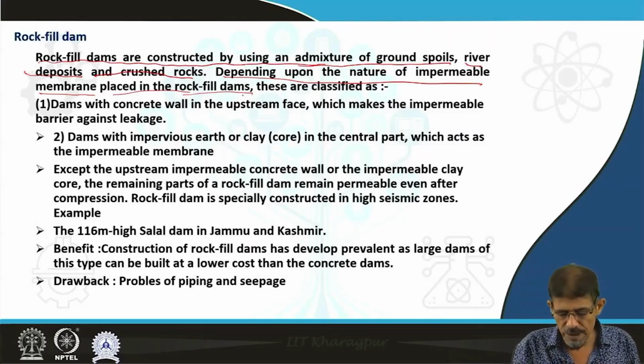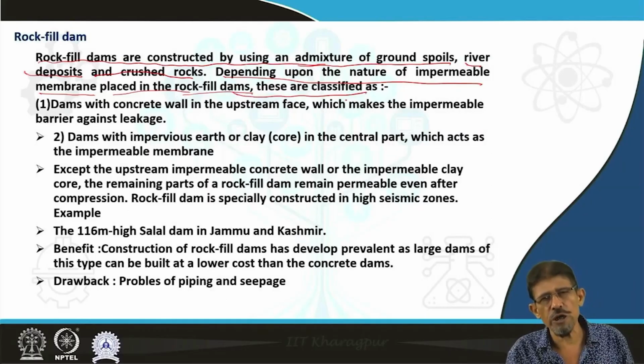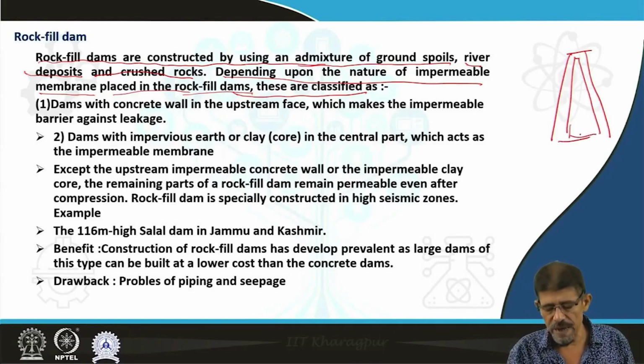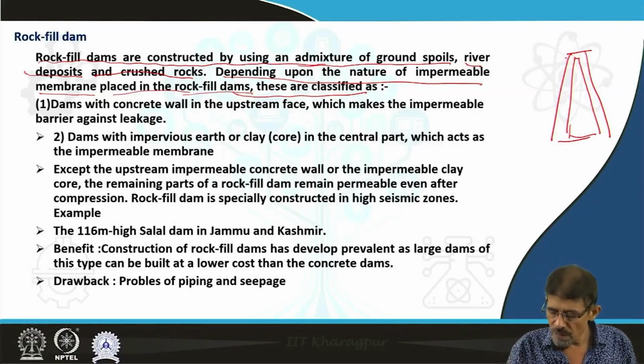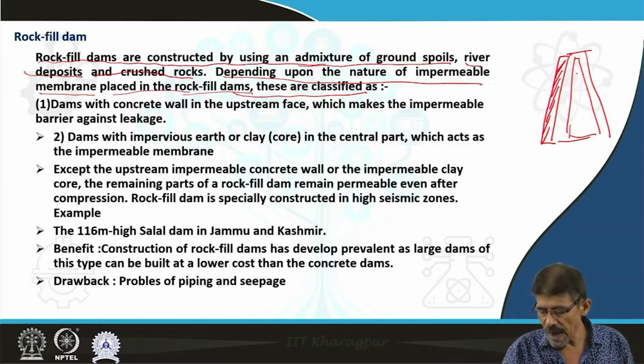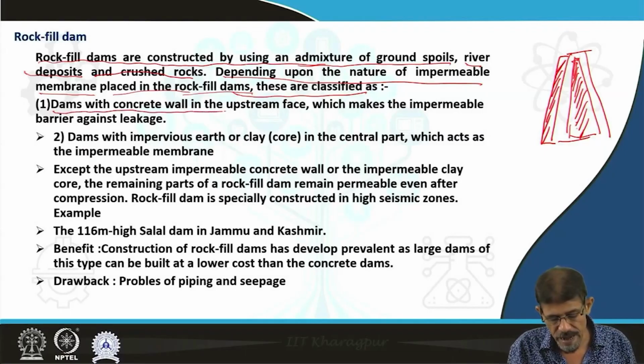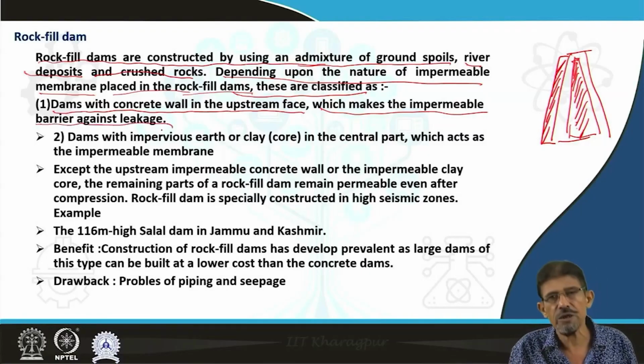In view of the work related to checking the flow of water, suppose in a rock fill dam the major portion is pervious in nature, then we are going to do one of two things. Either provide an impervious zone on the upstream side, or provide an impervious structure in the middle of the dam as a core. So in this view we see a dam with a concrete wall on the upstream face, which makes an impermeable barrier against leakage.